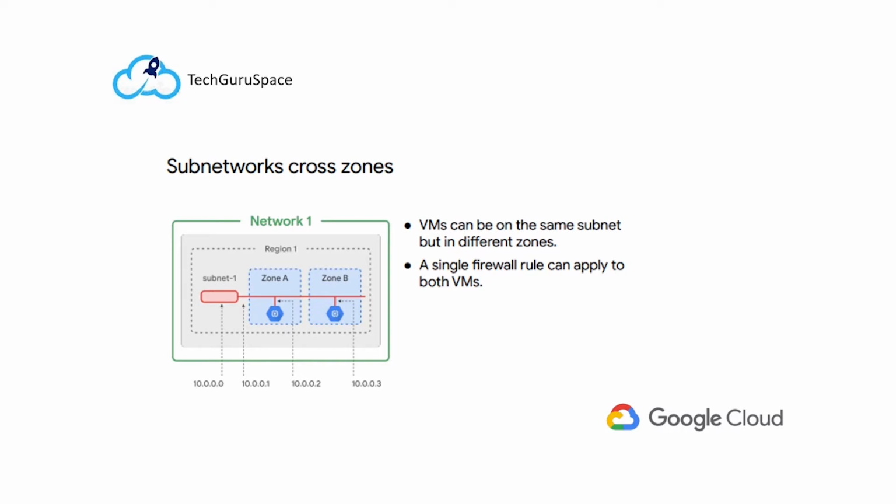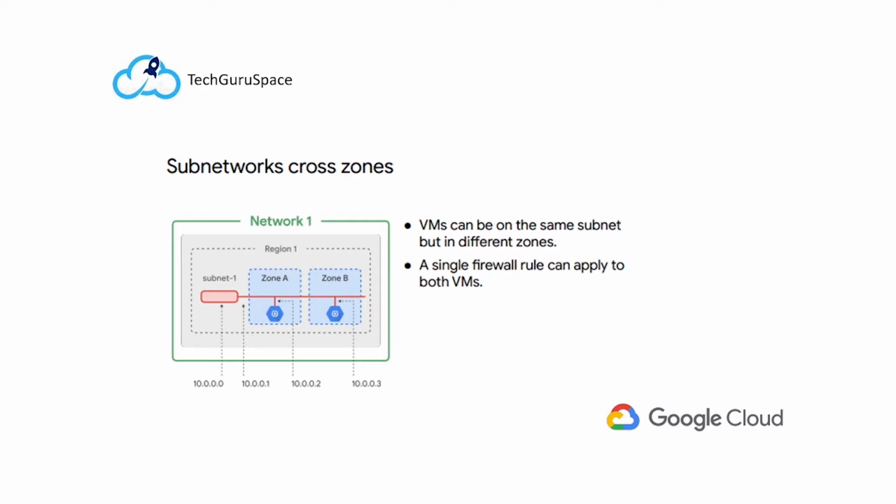Notice that the first and the second address in the range, 0 and 1, are reserved for the network and the subnet gateway, respectively. This makes the first and the second available addresses 2 and 3, which are assigned to the VM instances. The other reserved addresses in every subnet are the second to last address in the range and the last address, which is reserved as the broadcast address. So to summarize, every subnet has four reserved IP addresses in its primary IP range.